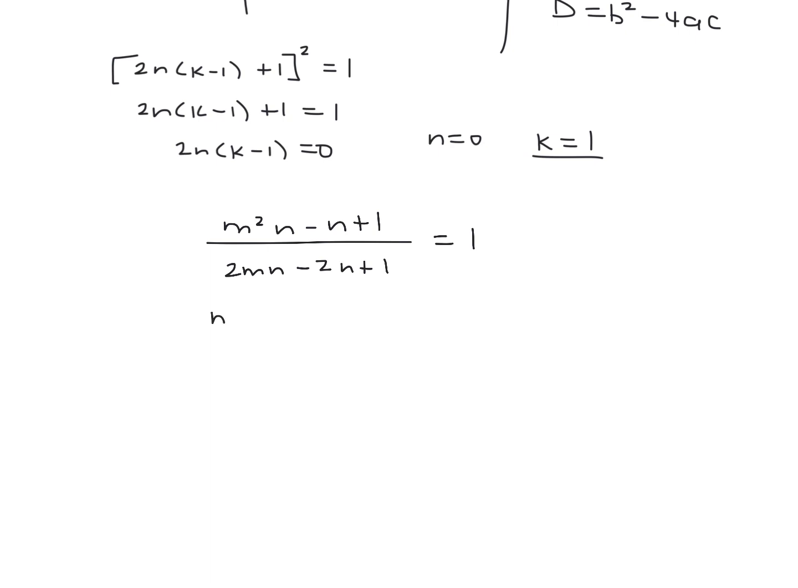And therefore, when I cross multiply, I get m squared n minus n plus 1 is equal to 2mn minus 2n plus 1. Put everything on one side, and we get m squared n minus 2mn.